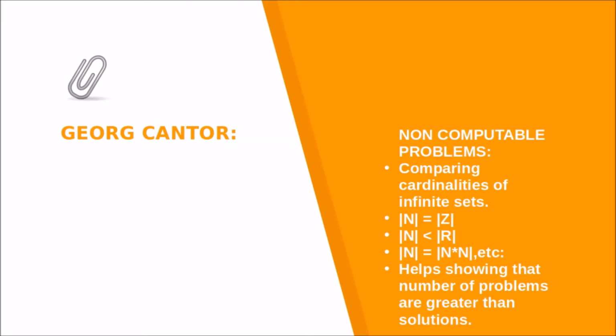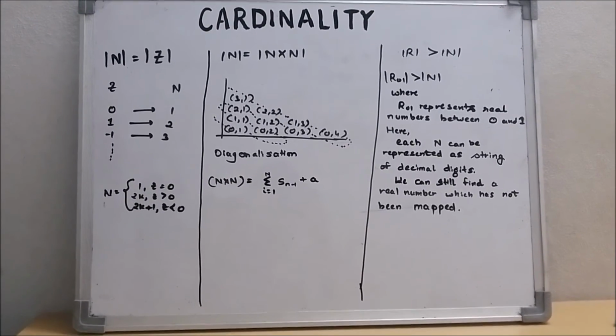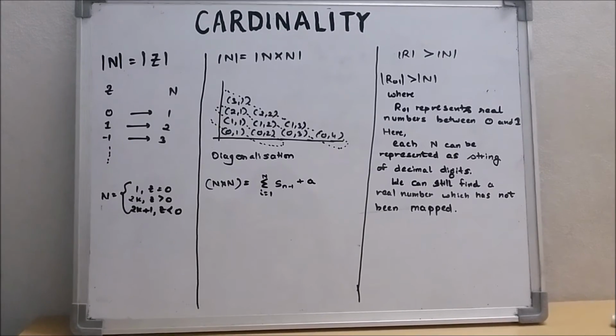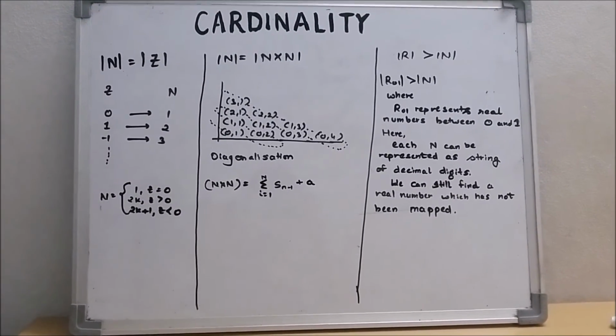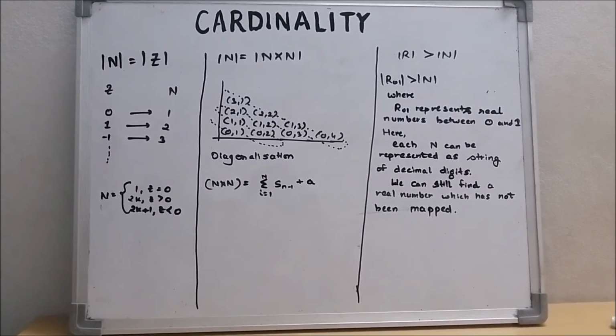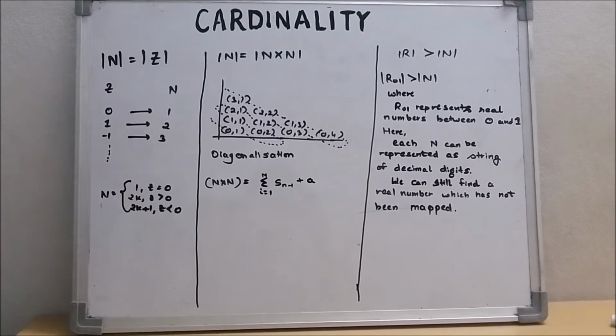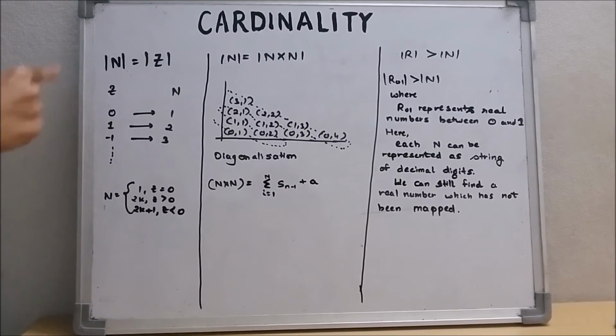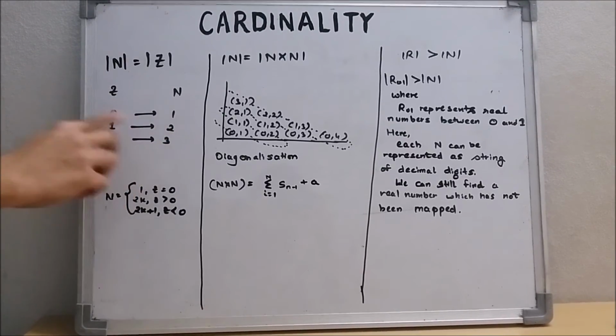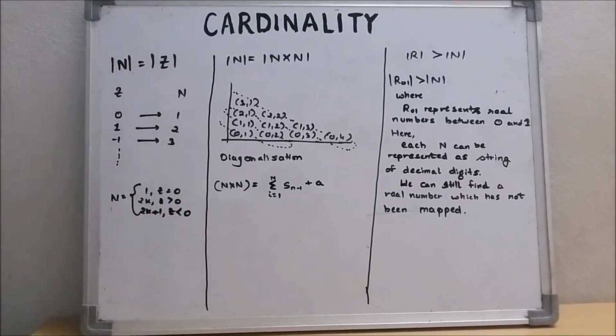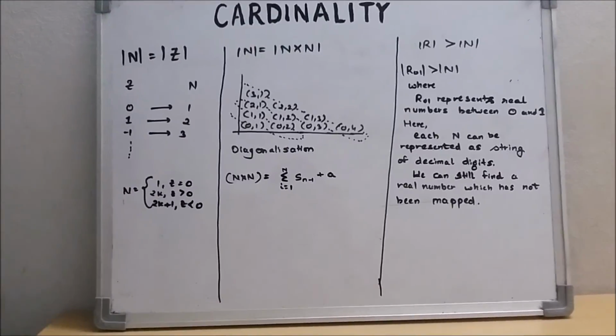First is non-computable problems. He was able to compute the cardinalities of infinite sets using one-to-one correspondence mapping. Here we will see one-to-one mapping of various cardinalities of infinite sets. Now first consider the cardinality of the natural numbers and the cardinality of the integers. So 0 of the integers is mapped to 1, 1 is mapped to 2, minus 1 is mapped to 3, and so on. So we can map it accordingly.